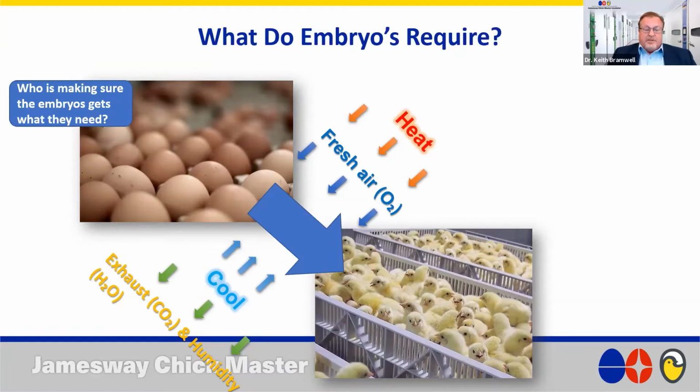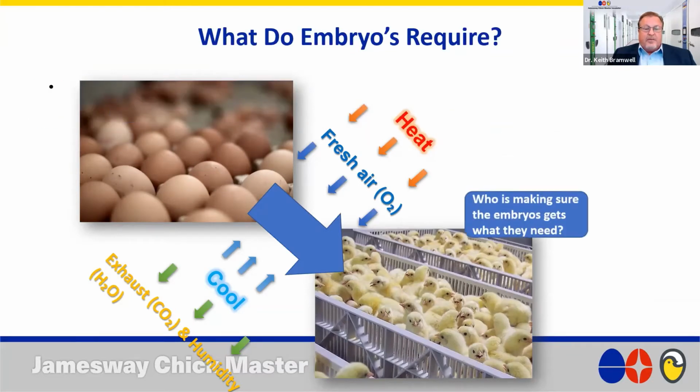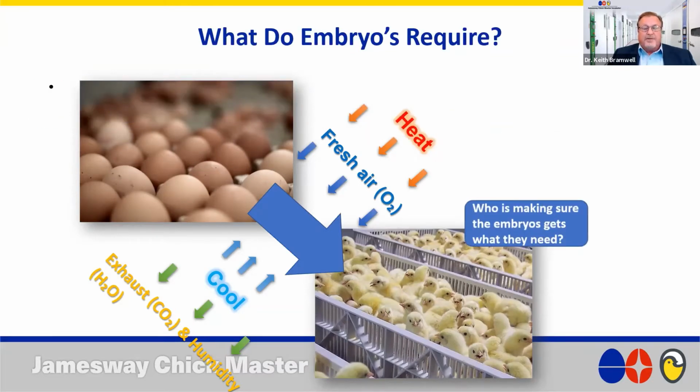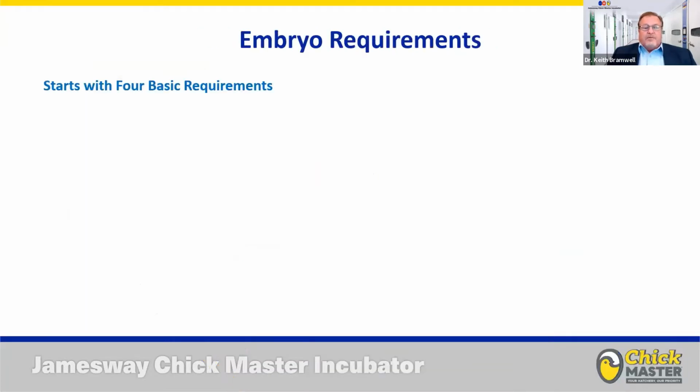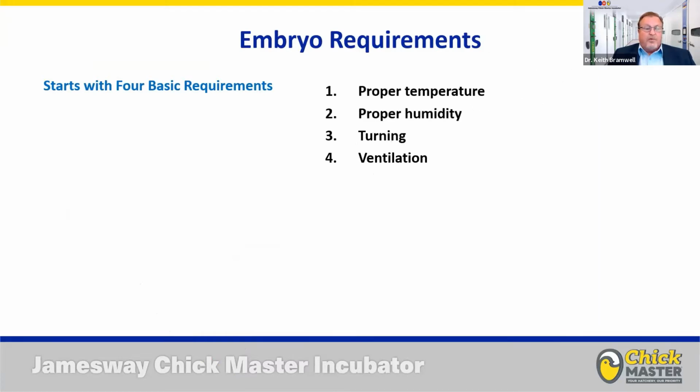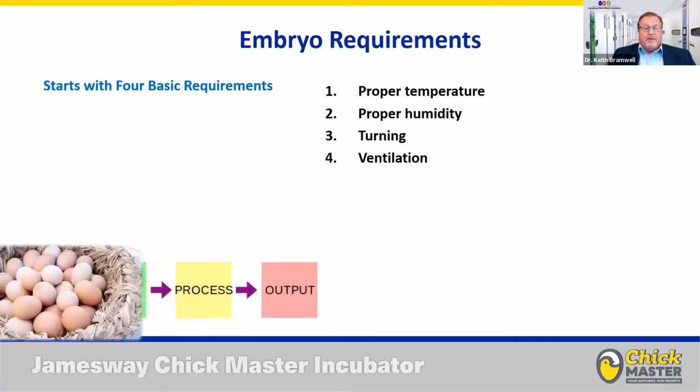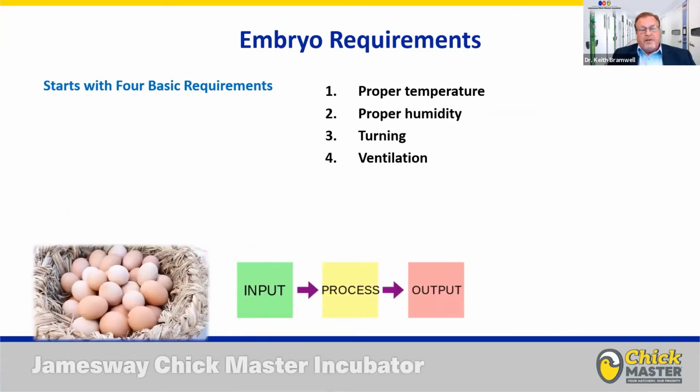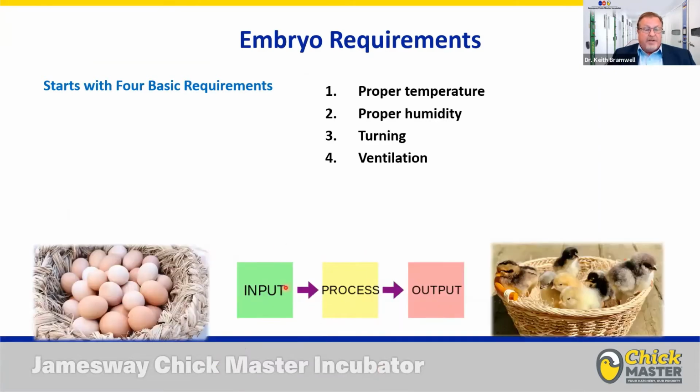So it's a function that we're trying to mimic, again, what Mother Nature did by providing the things that she would do. So what are the 4 basic requirements? Again, not going to talk a lot about these, but bring them up. The 4 requirements to develop that embryo are proper temperature, proper humidity, turning of the eggs, and ventilation. And we're managing every step along the way to try and get the newly hatched chicks.